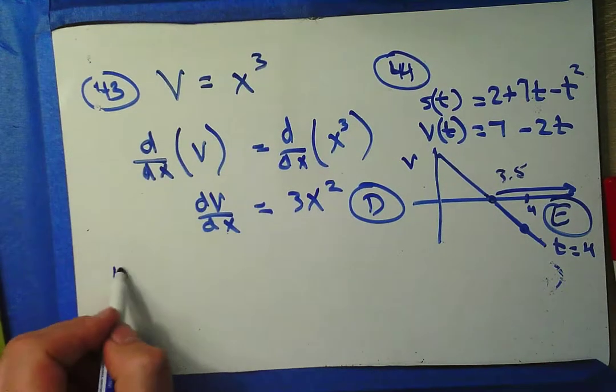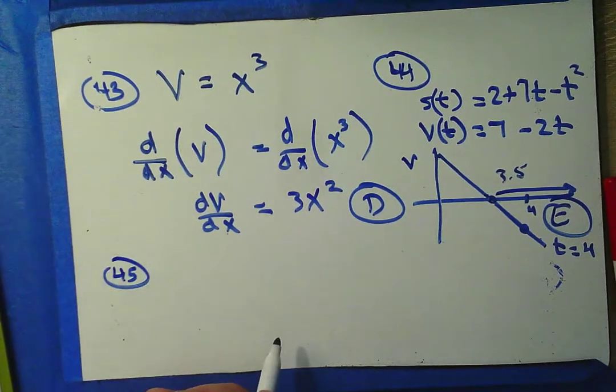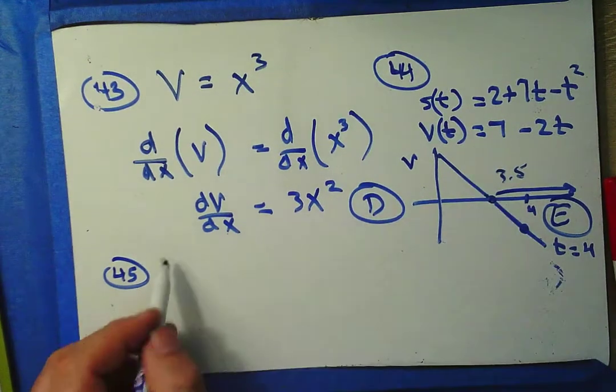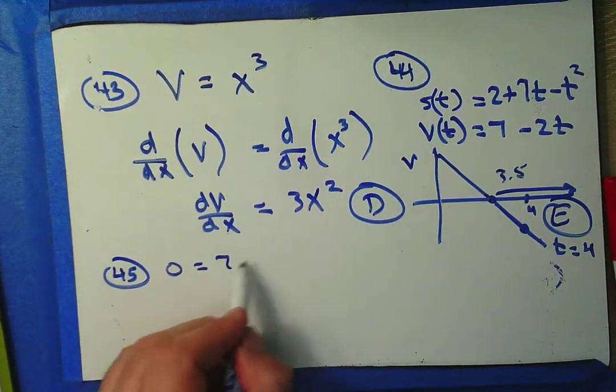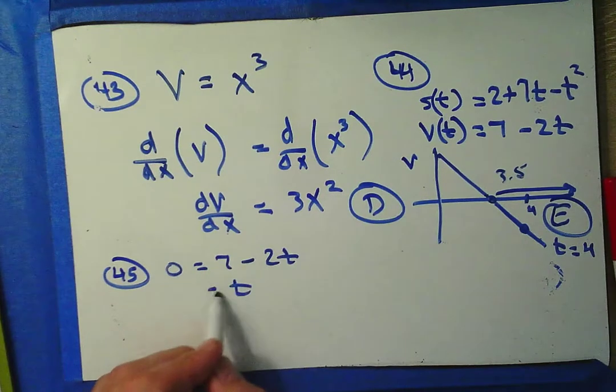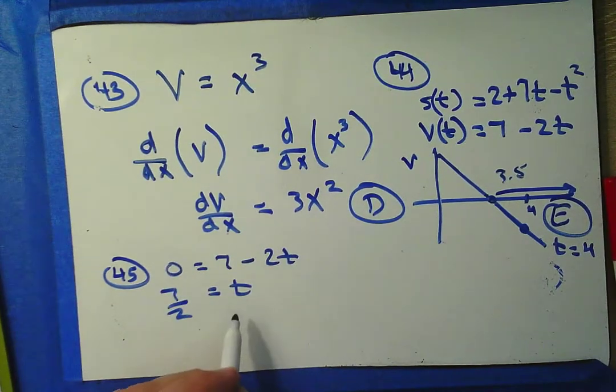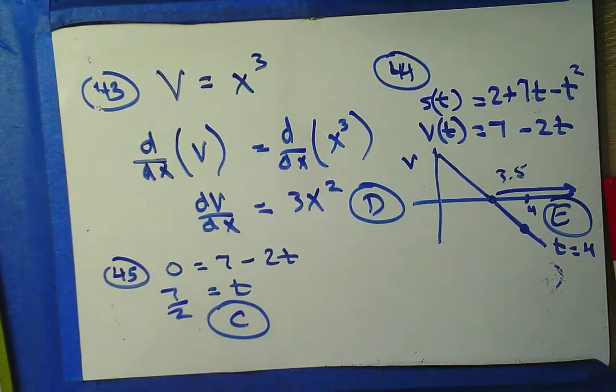And our last problem, number 45, says, when is the particle at rest? Oh, I just answered that question. It's when velocity equals 0. 7 minus 2t equals 0, so t equals 7/2, and that happens for letter C.